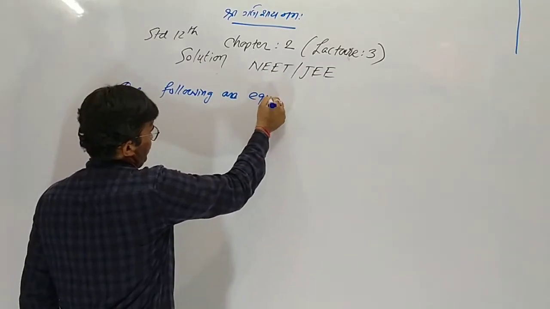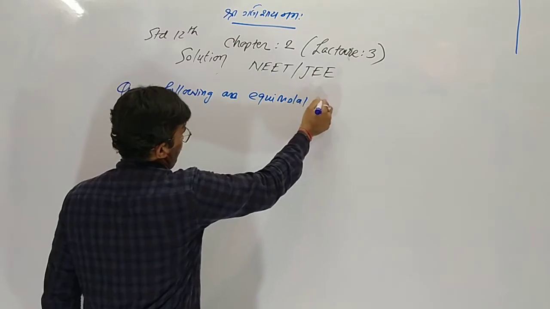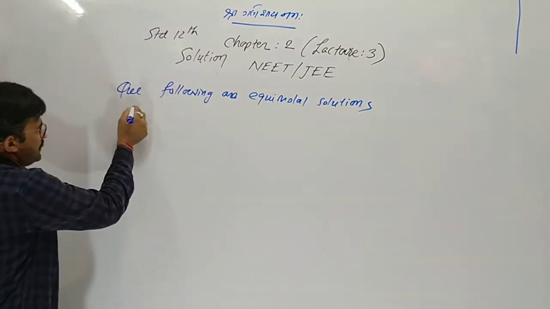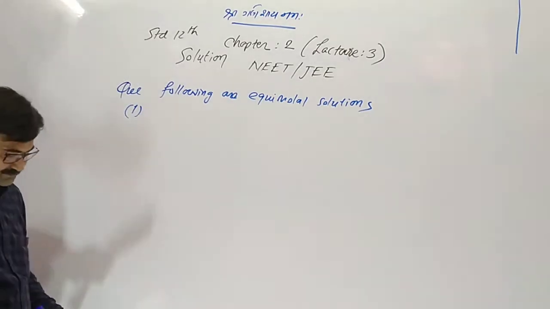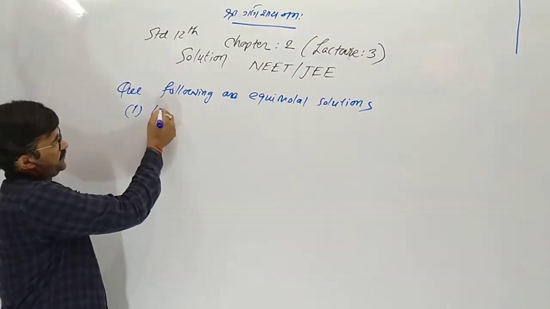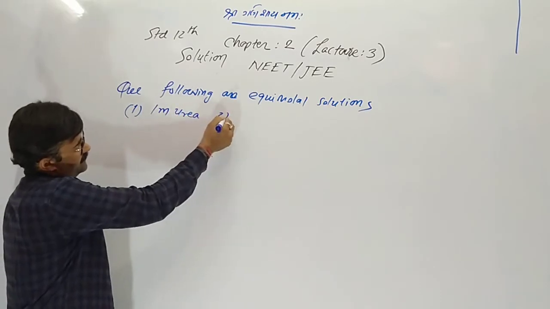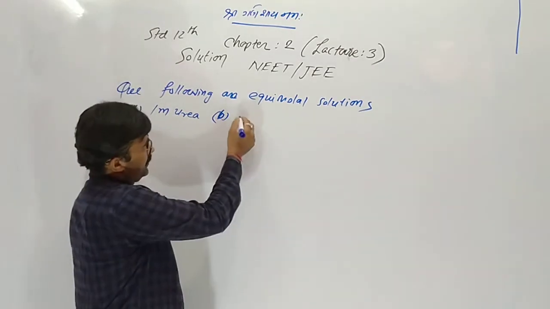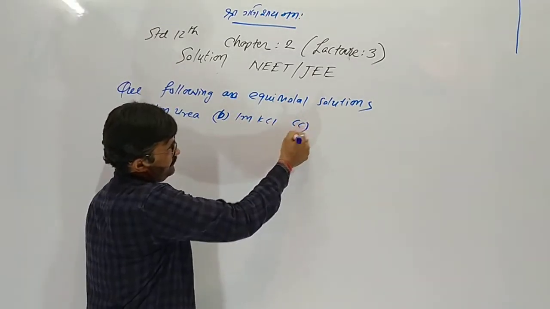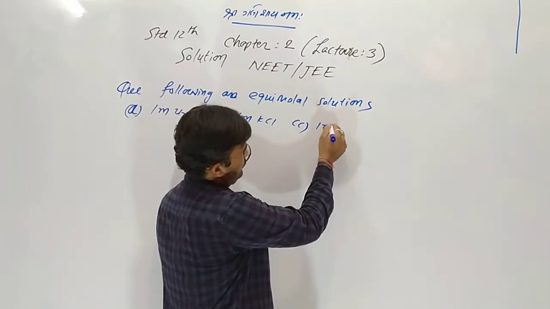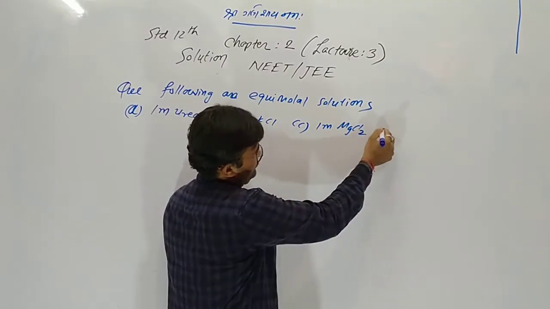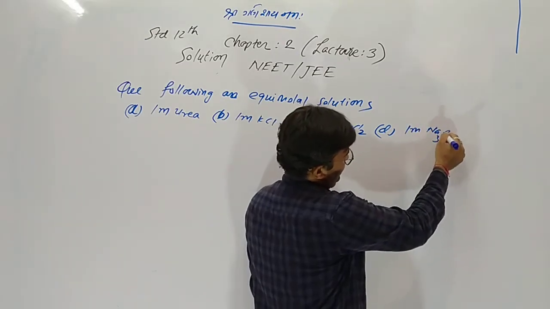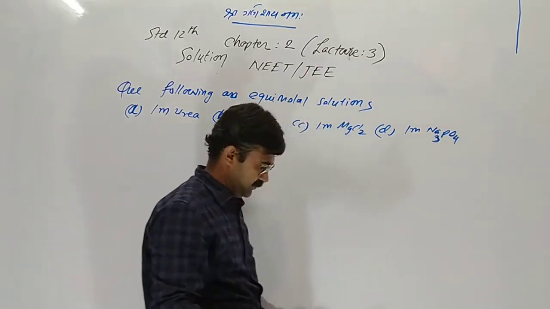Following are equimolar solutions. First one is 1 molality urea. Second, B, 1 molality KCl. Then C, 1 molality MgCl2. And D, 1 molality Na3PO4, sodium phosphate.